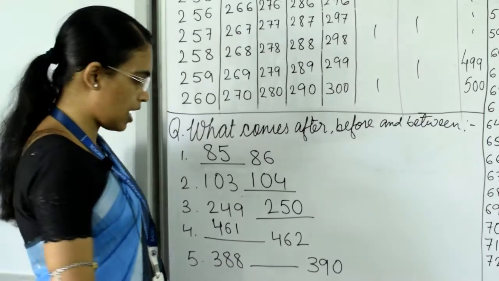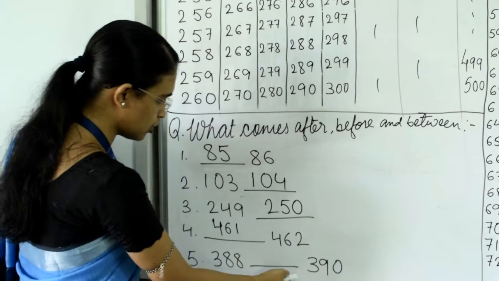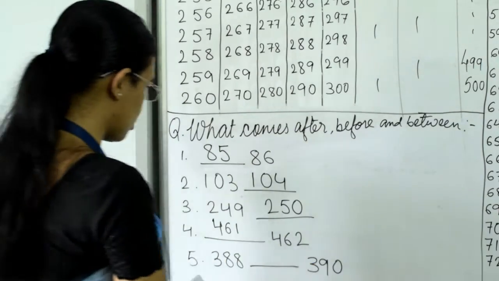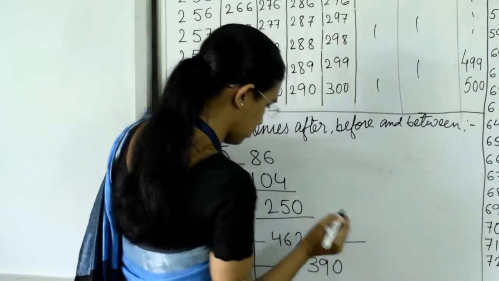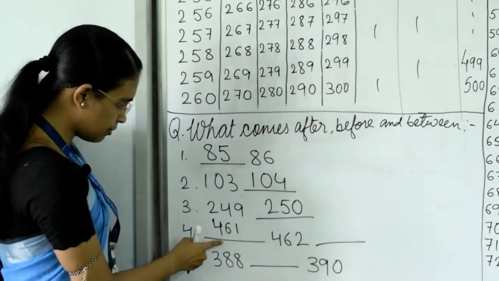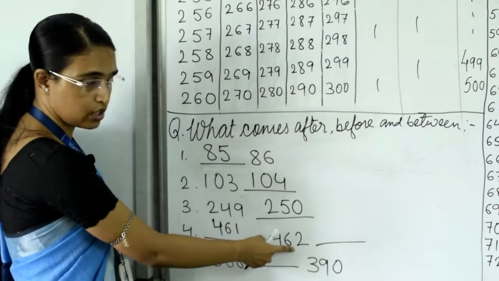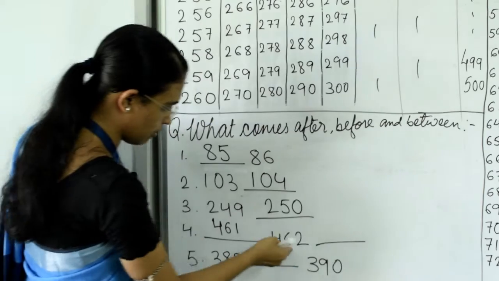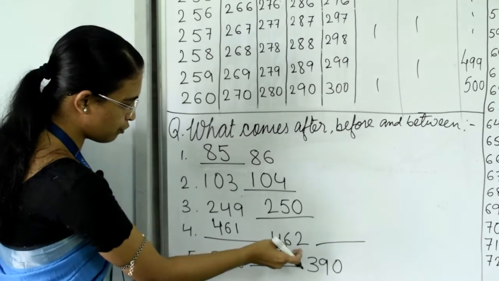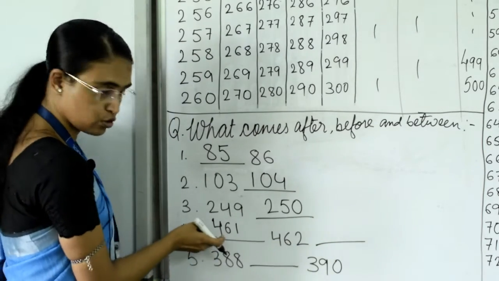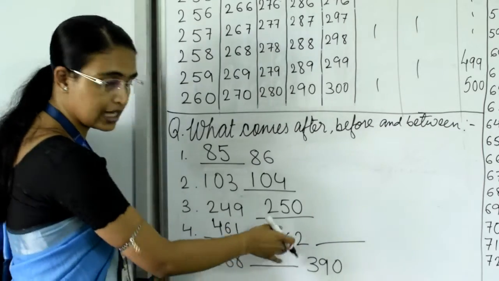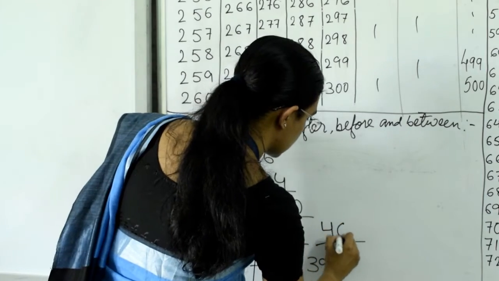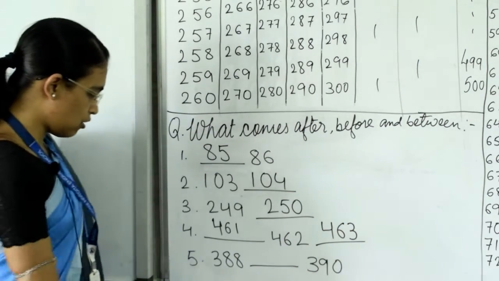Question number 5, 388 dash 390. Okay, before that, question number 4 has 2 dashes. 462 is the question, so you have to find out the after number and before number of this number. So 462, what comes before 462? 461. So what comes after 462? 463.